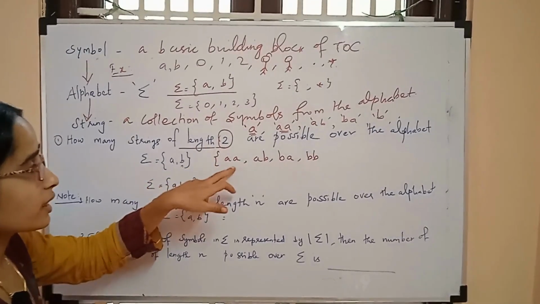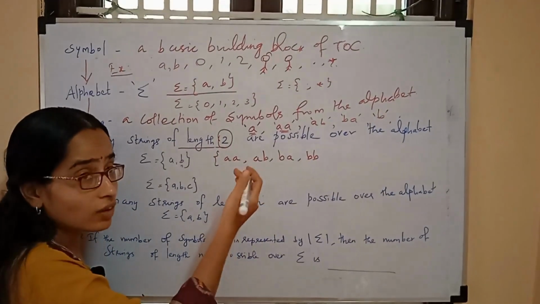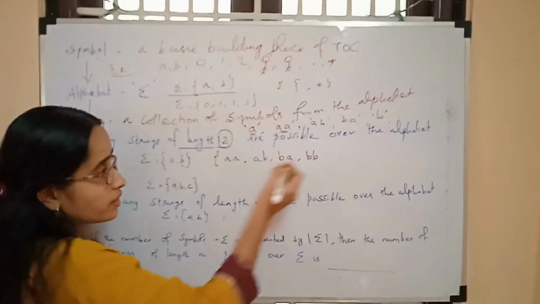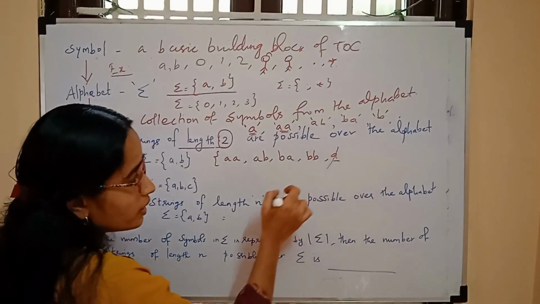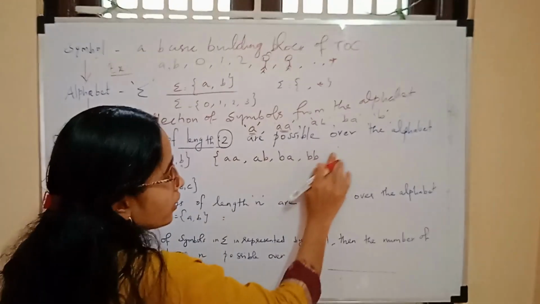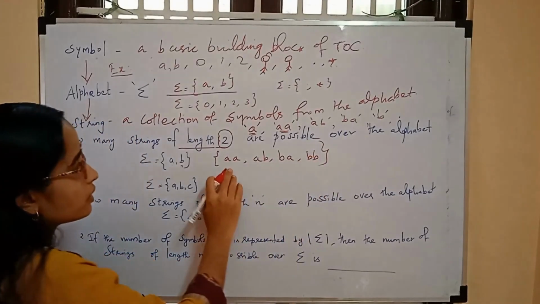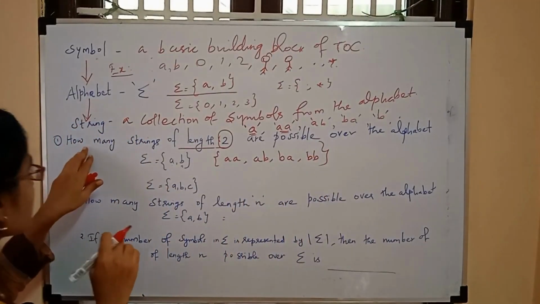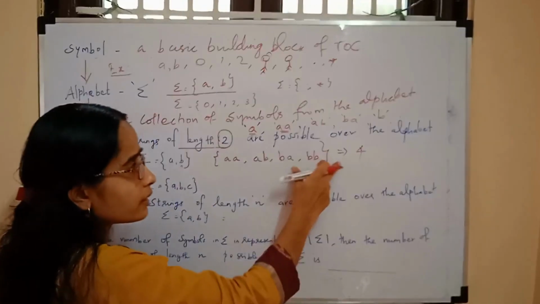Okay, so I am able to form only these 4, right? I cannot have A or B, because if I say A, the length of the string is 1, so this will not be a member of the set. So I will only be having 4 things. I'm just writing it. The answer is 4, right?